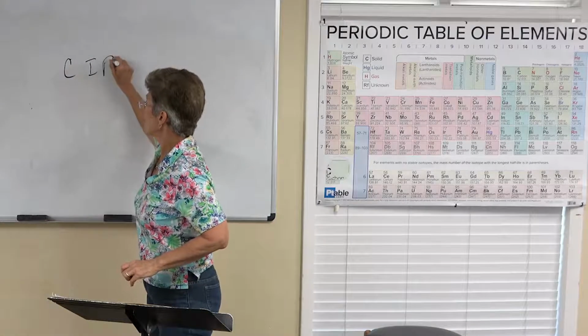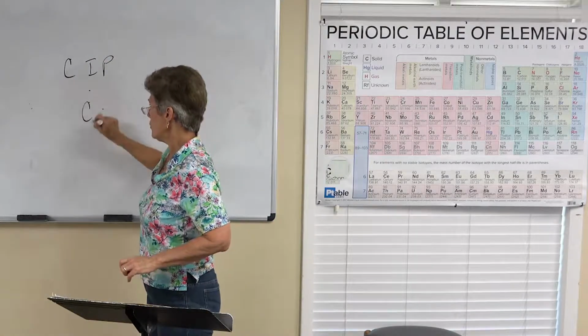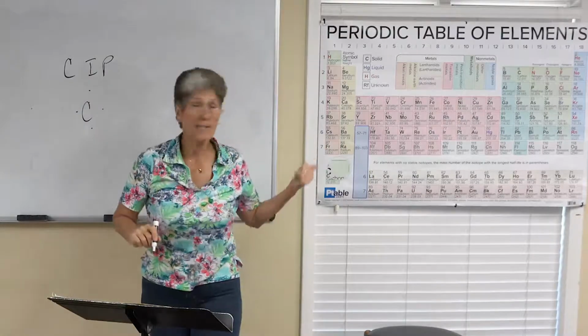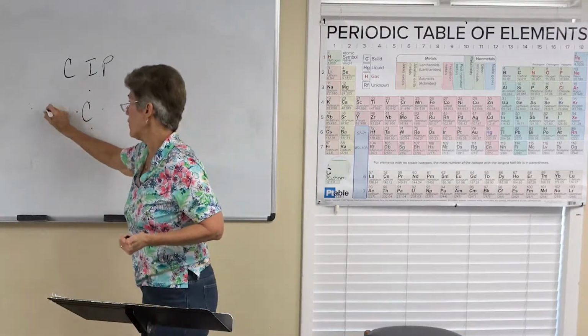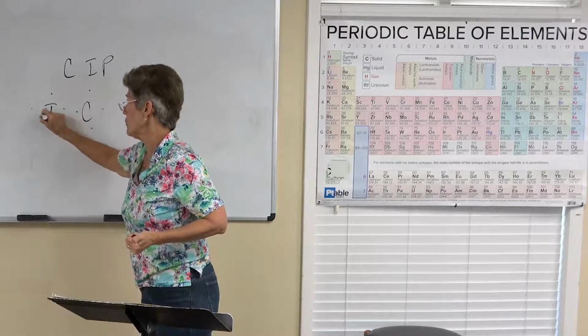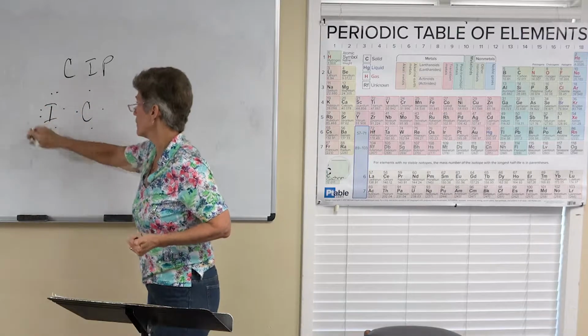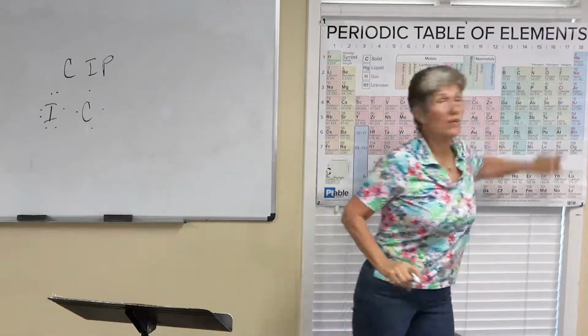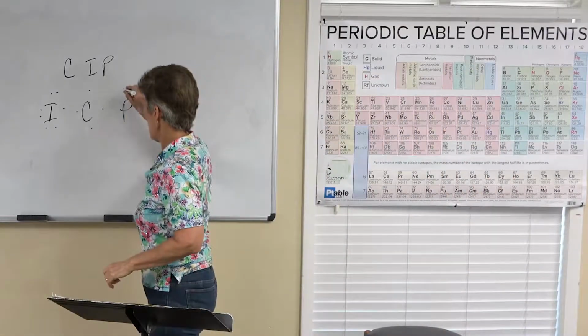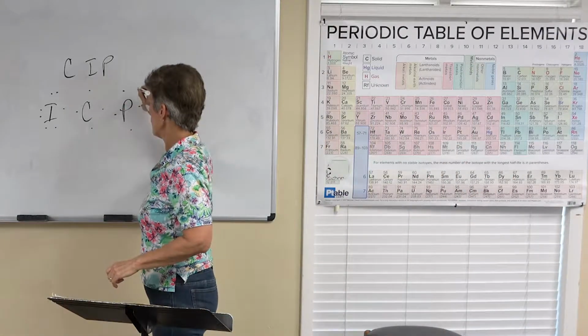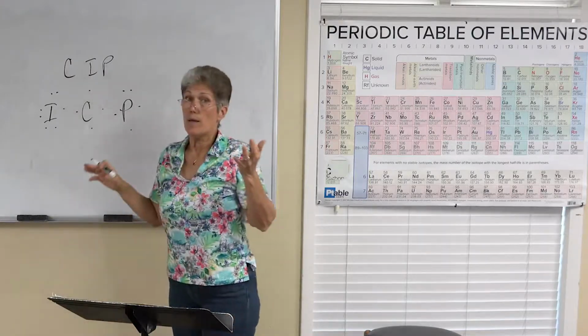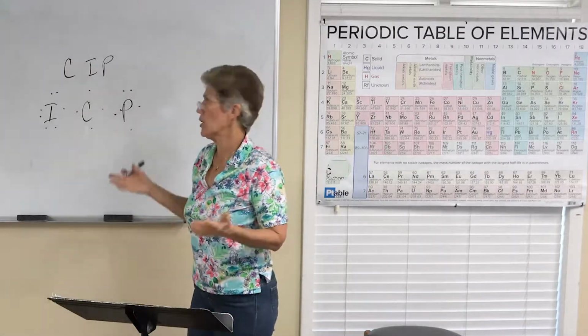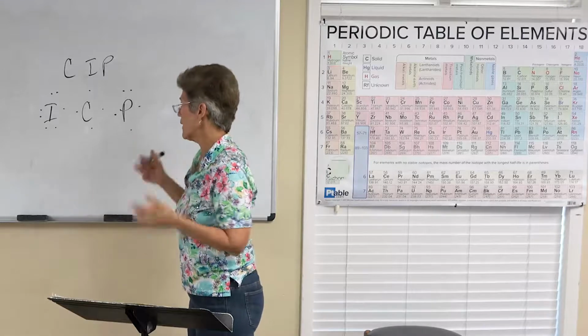CIP. So carbon is 1, 2, 3, 4. Iodine is 7. We already dealt with that, so I'm going to put it over here. 1, 2, 3, 4, 5, 6, 7. It's one of those. And phosphorus is right here. It's in group 5, so it's going to have 5. And I put this in the middle because carbon having 4 unpaired electrons, it's got the most unpaired, so I stuck it in the middle.